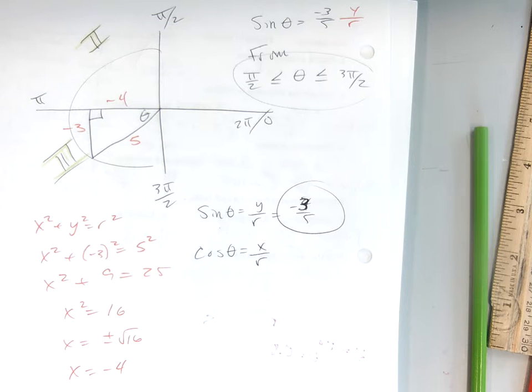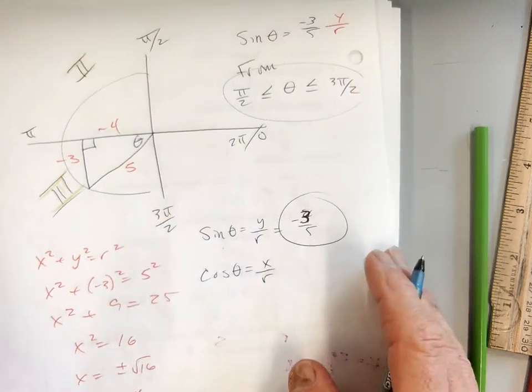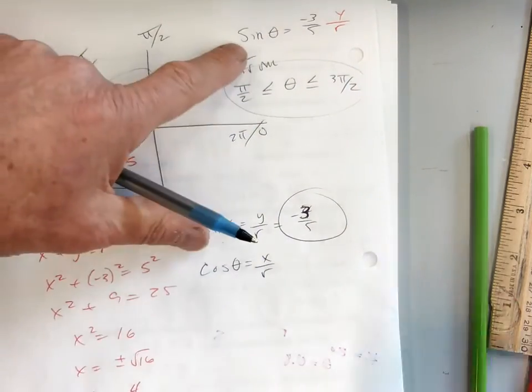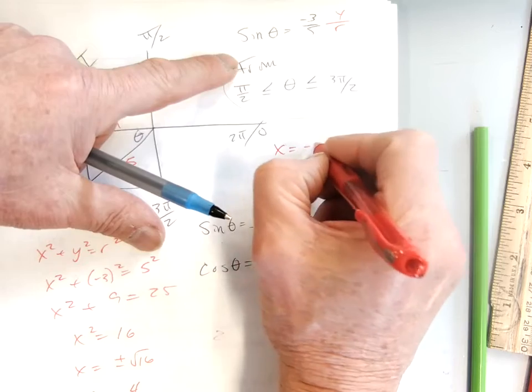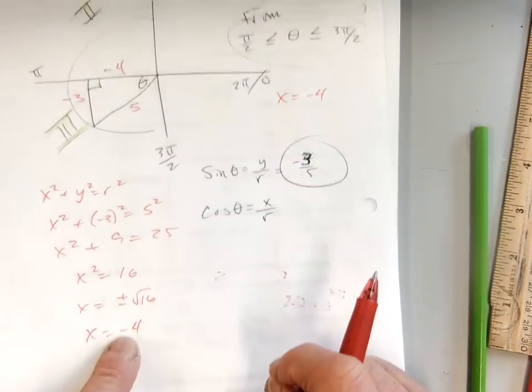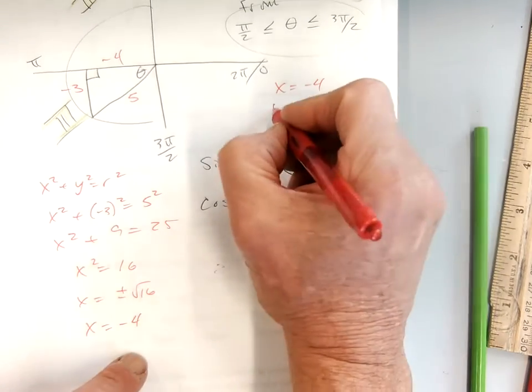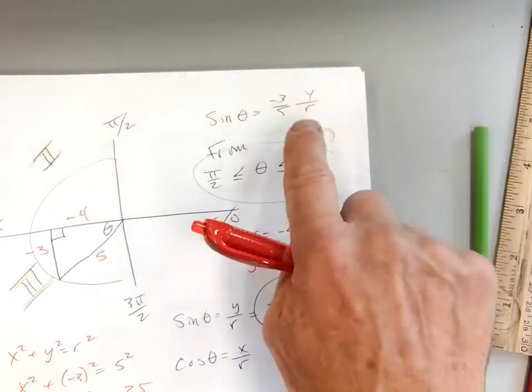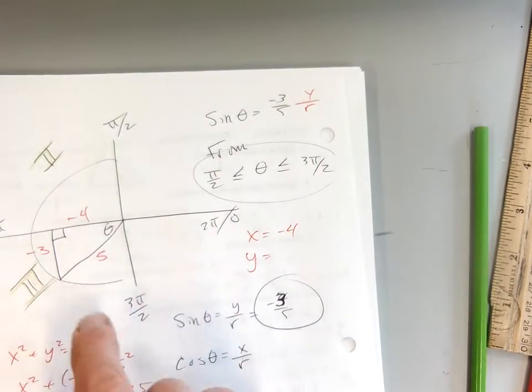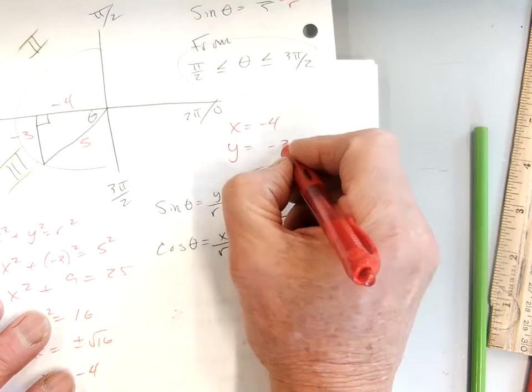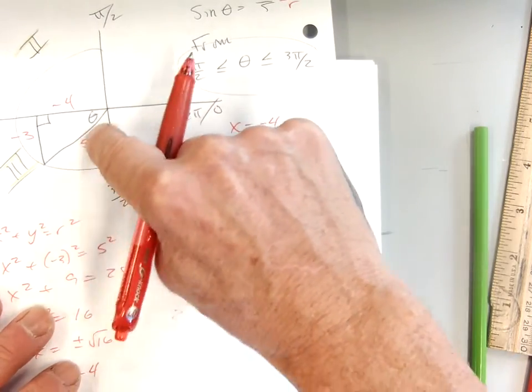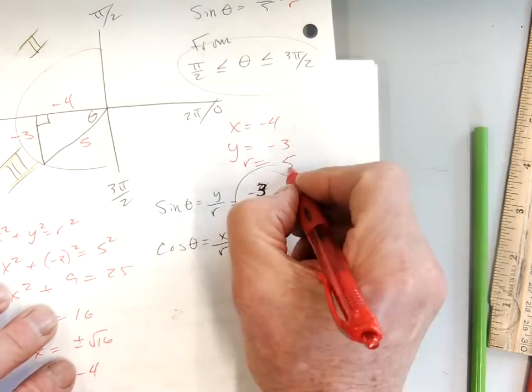For cosine? Okay, let's write down what we have. It's always helpful to write down what we know. I know my x value is -4, right? I know my y value is -3, right? And my radius is 5, okay?